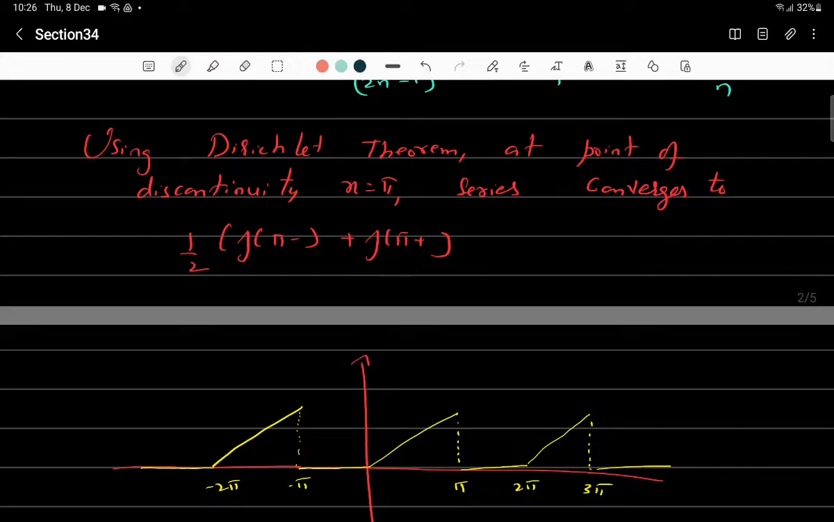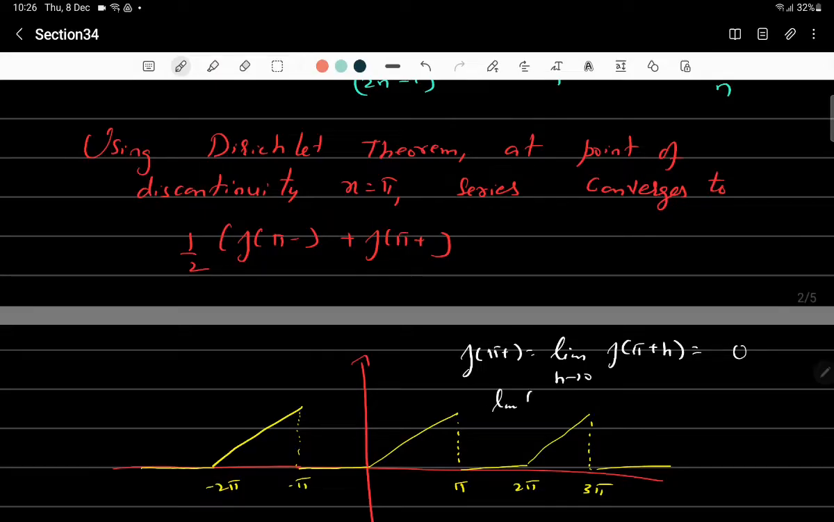So now let's compute what is f of pi plus. So f of pi plus means limit h tends to 0 of f of pi plus h. Now somewhere after pi I have pi plus h, which is 0.